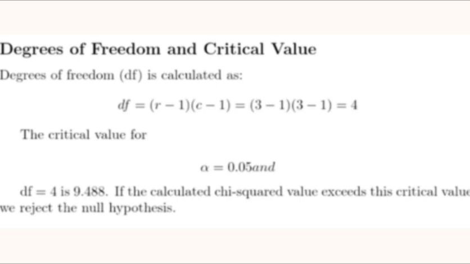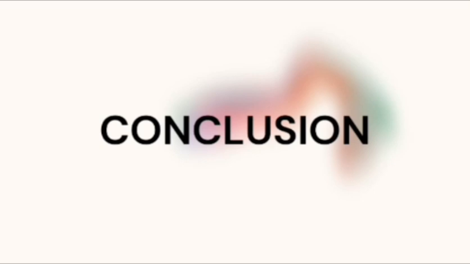Then, to calculate the degrees of freedom and critical value, degrees of freedom is calculated as df is equal to r minus 1 times c minus 1, which is equal to 3 minus 1 times 3 minus 1, equal to 4. The critical value for alpha equal to 0.05 and degrees of freedom equal to 4 is 9.488. If the calculated chi-squared value exceeds this critical value, we reject the null hypothesis.